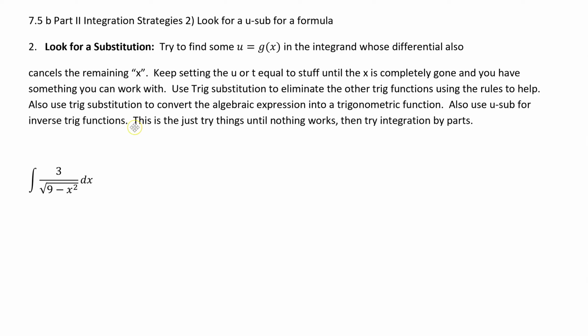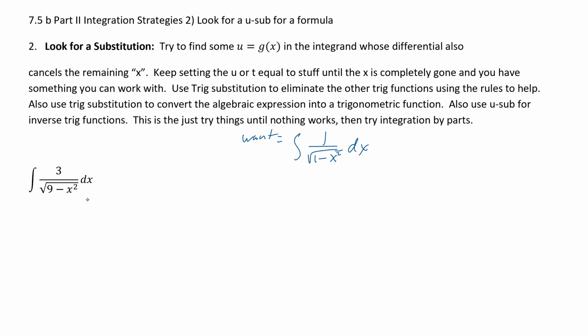All right, so this is now the next part of u substitution, which is we're going to be using u sub for a formula. So what we're looking for is that 1 over the square root of 1 minus x squared. So we're looking for this one. Remember, the numbers themselves we can move around and manipulate. So this is what we want, is this form here.